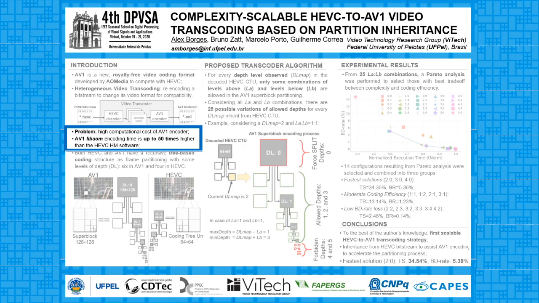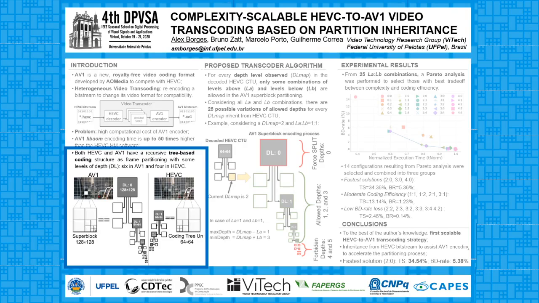Many companies are adopting the AV1 format, but the computational cost of the AV1 reference software is too high. Recent papers show that AV1 libaom is approximately 50 times slower than the HEVC HM software. These two encoders use a frame partitioning in order to optimize the encoding process and coding efficiency.